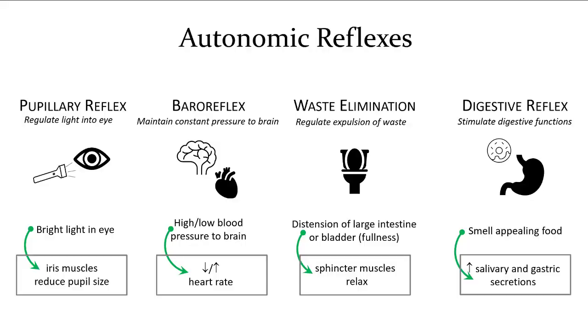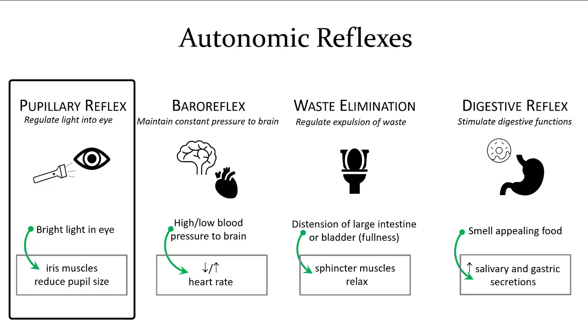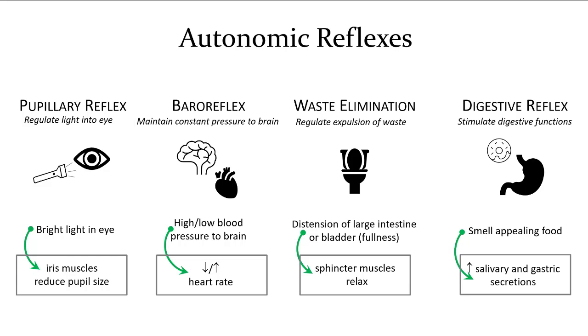Autonomic reflexes are an involuntary response that occurs to a stimulus. So you can test your autonomic reflexes with a bright light in the eye, which is going to change the iris muscle, changing your pupil size. It normally will reduce it because it wants to block the light coming in. If you don't have a response there, you know that there's a problem with the autonomic component.